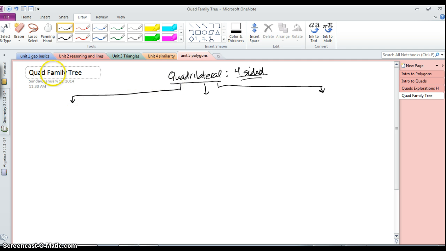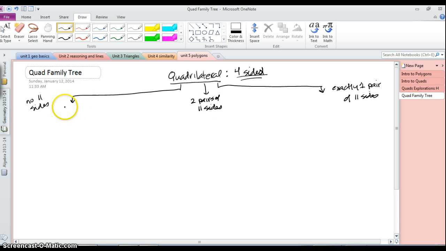This branch over here to the left, we'll say this has no parallel sides. We're going to say this one way over here on the right has exactly one pair of parallel sides. And then we're going to say this guy in the middle has two pairs of parallel sides. All right, so let's start with the easy one. Let's start with no parallel sides.